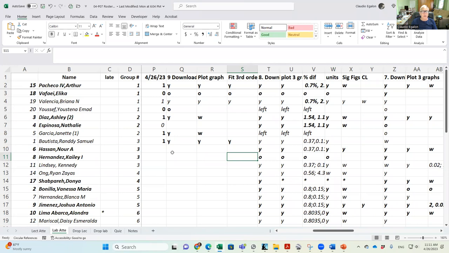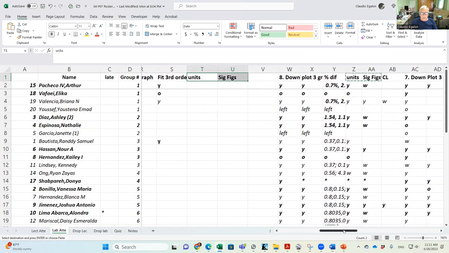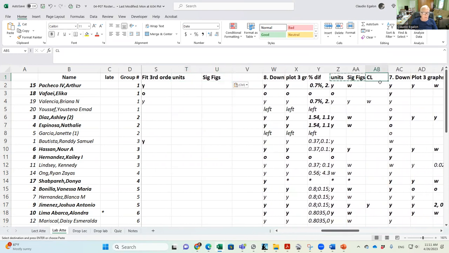So go ahead and start on the other things, right? The units, there's no percentage difference for this one. Let's see what's going to come next. I'm going to put it here: units, significant figures. I'll get to you, hang in there, Donia. Significant figures and CL, right?